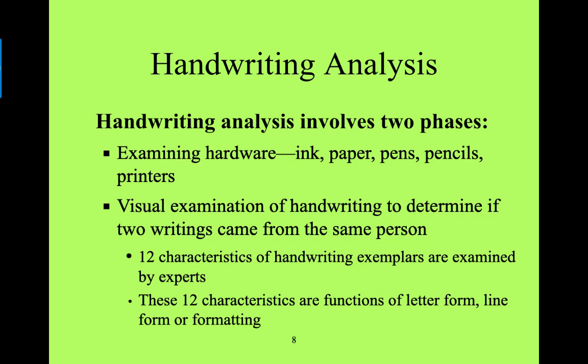There are 2 phases of handwriting analysis: looking at the materials that were used, whether it's ink, paper, pens, etc., and visual examination of handwriting to determine if 2 writings came from the same person. There are 12 characteristics of handwriting exemplars that experts look at, and these 12 characteristics fall into 3 basic categories: letter form, line form, or formatting.